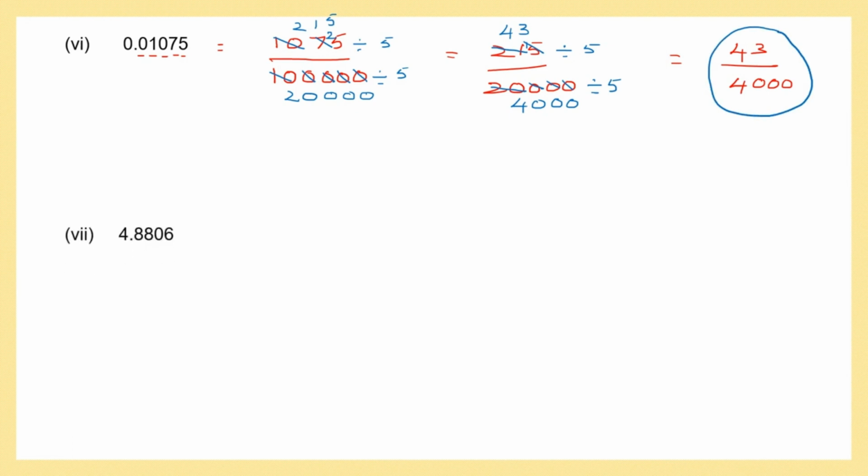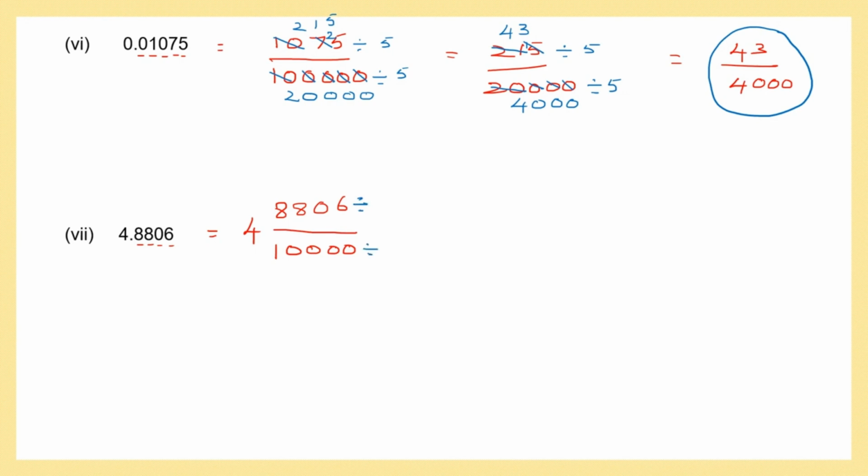The seventh one, 4.8806. So 4 is my whole number. 8806 is my numerator. My denominator will have 1 followed by 4 zeros. So my whole number will remain the same. I'm going to reduce the numerator and the denominator of this fraction.